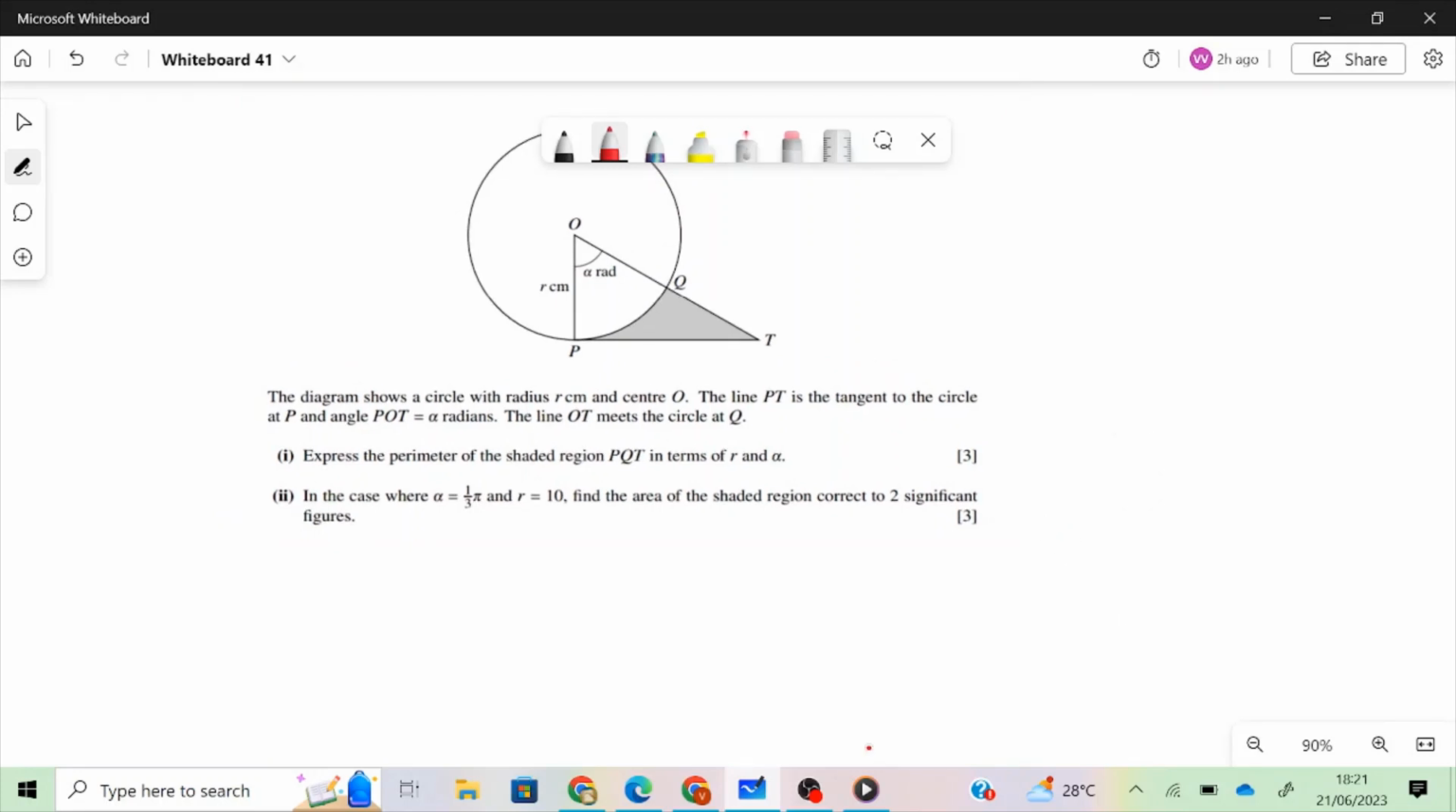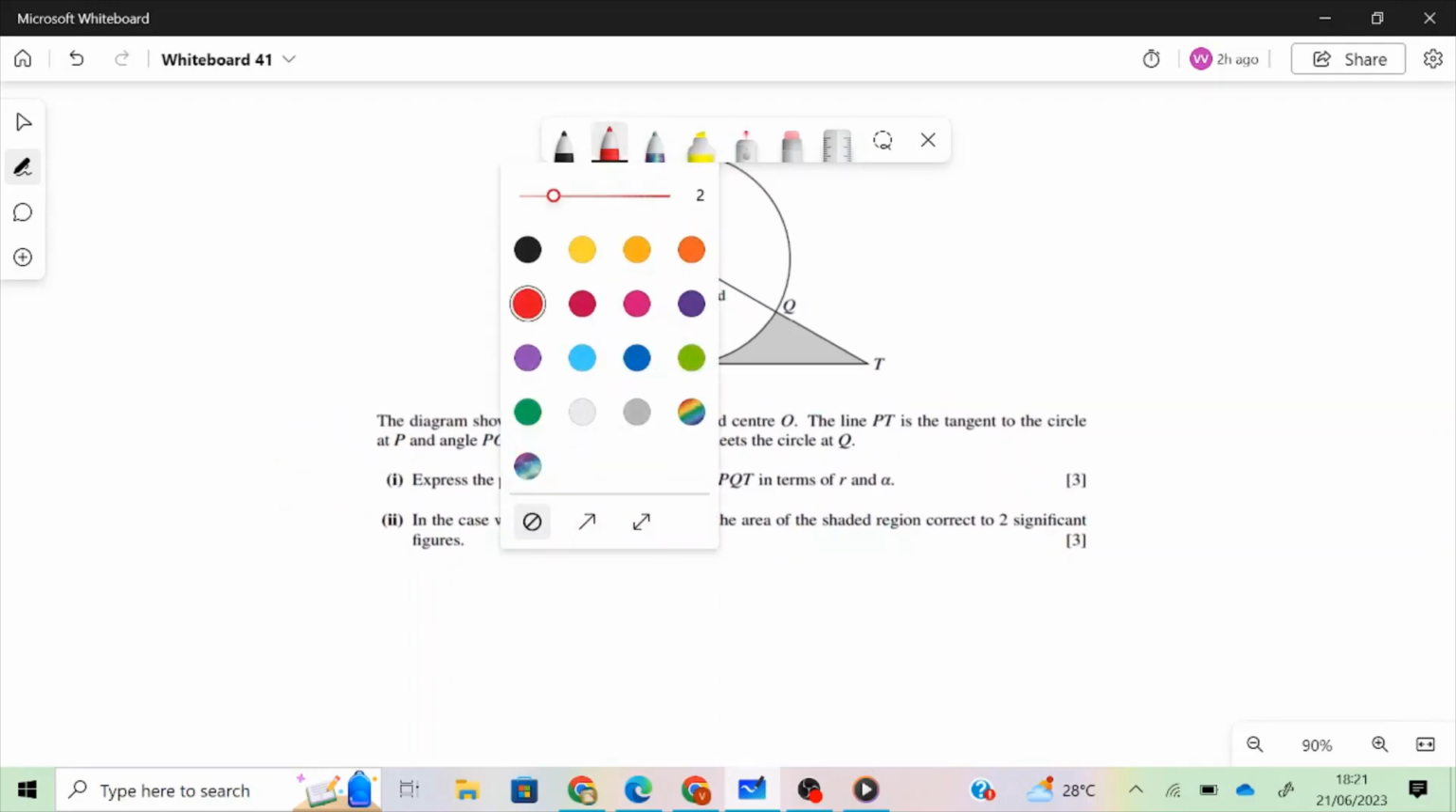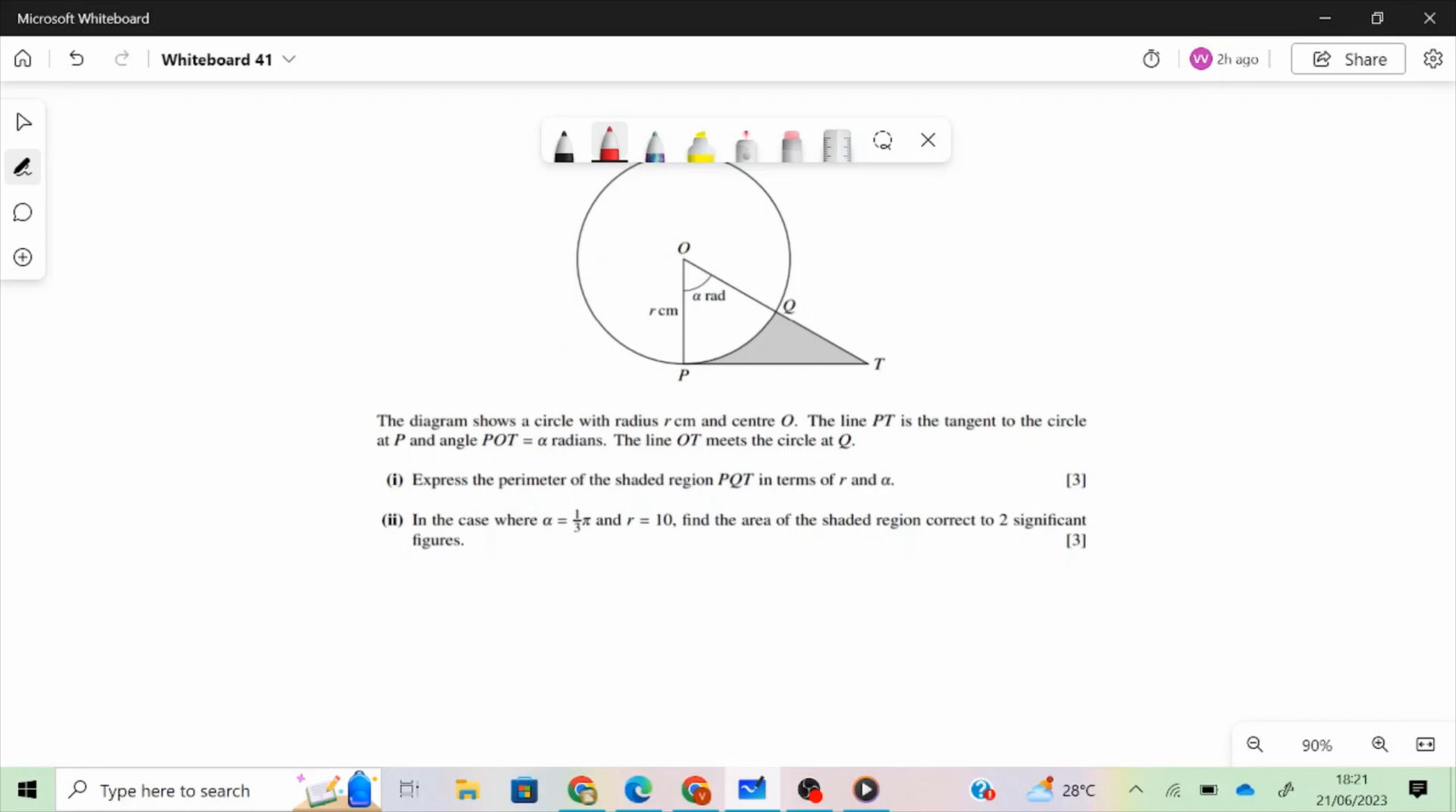This one says the diagram shows a circle with radius r cm and center O. The line PT is the tangent to the circle at P, and angle POT is equal to alpha radians. Okay, good to know. The line OT meets the circle at Q.